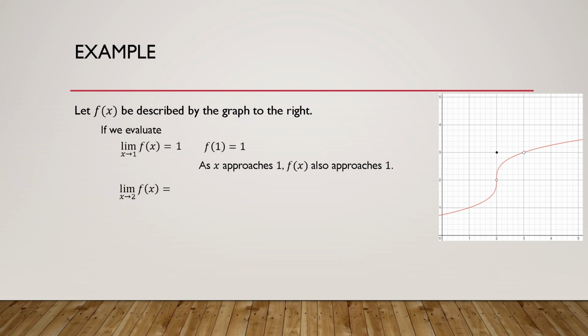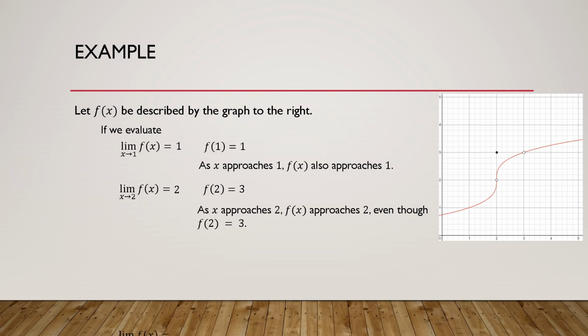In the second limit, we look at what happens as x approaches 2. In this case, f of 2 equals 3, but we see in the graph that as x approaches 2, f of x approaches 2. So the limit of f of x as x approaches 2 is 2.